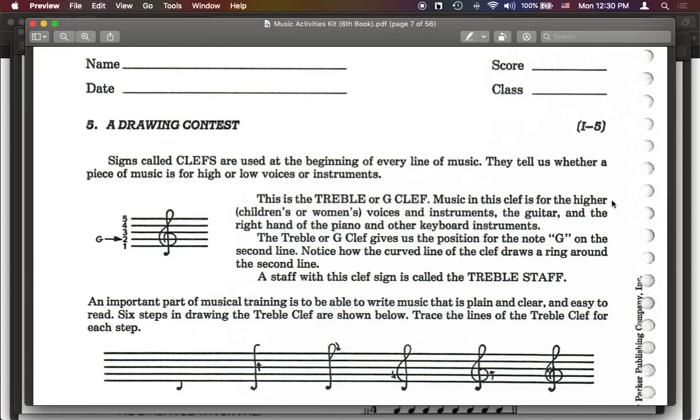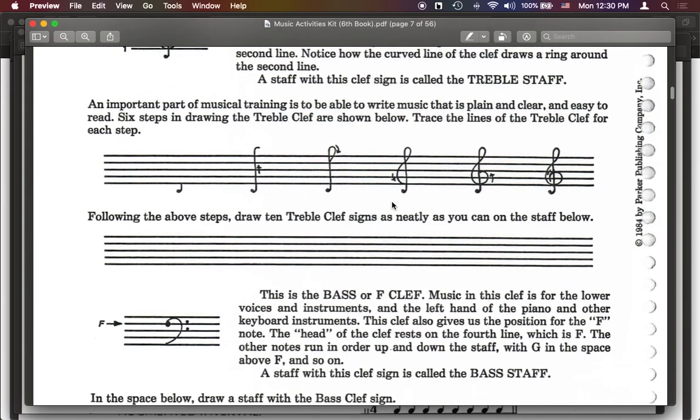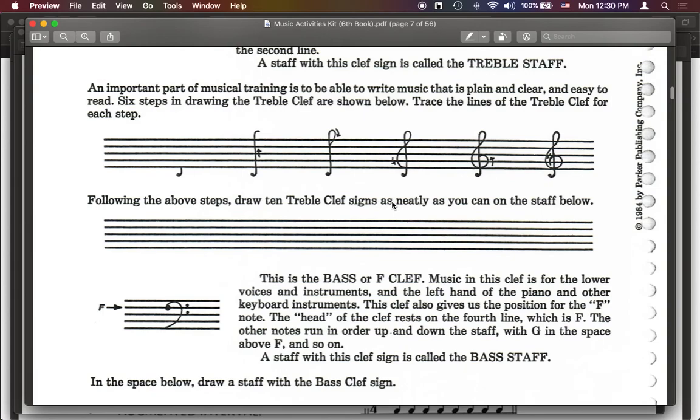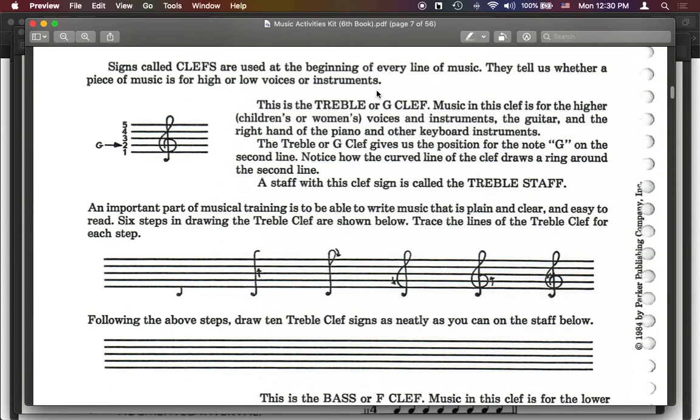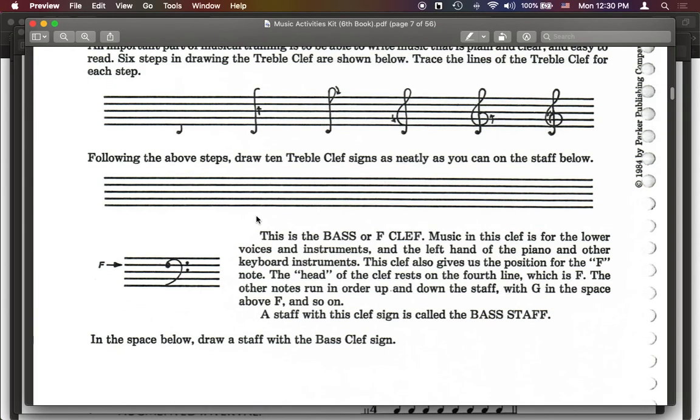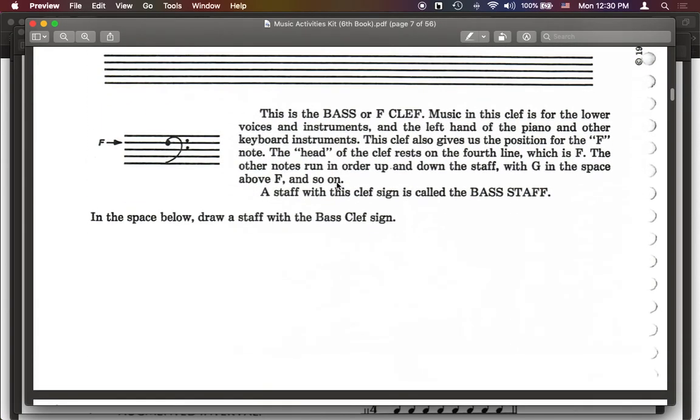Sixth graders, you have the treble clef, otherwise known as the G clef. Here it shows you steps on how to create it. You may read these instructions together in class, which would be a really nice way to get started. Here you will draw some treble clefs.